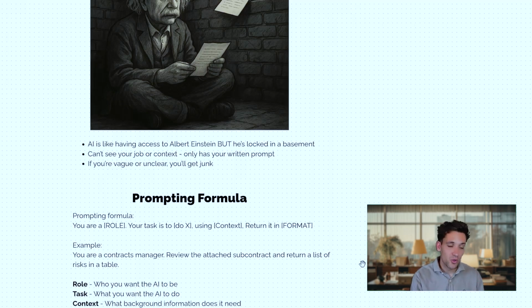For example, you're a contracts manager, review the attached subcontract and return a list of risks in a table. You're giving it a role, who you want it to be, a task to review the attached subcontract, and returning a list of risks in a table, the format you want the answer. So every prompt should have a role, who you want the AI to be, task, what you want the AI to do, context, what background information it needs to complete the task, and the format you want the output in.